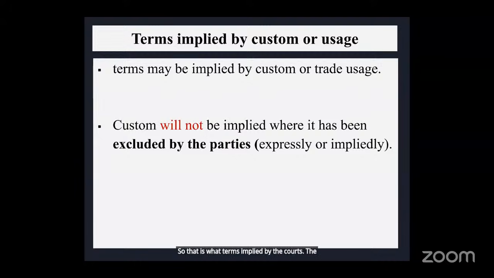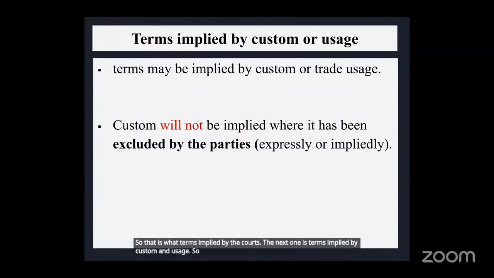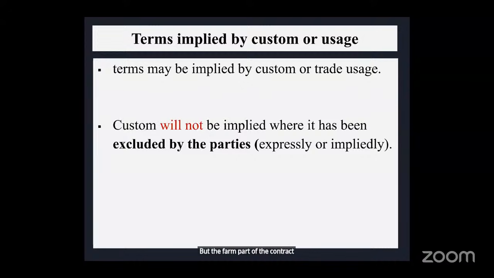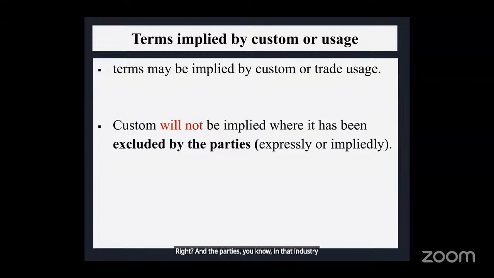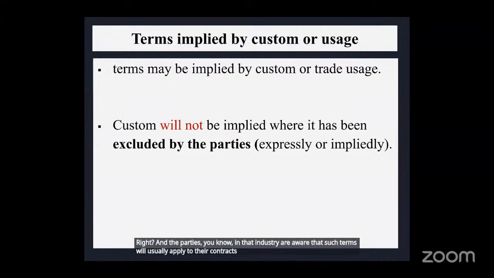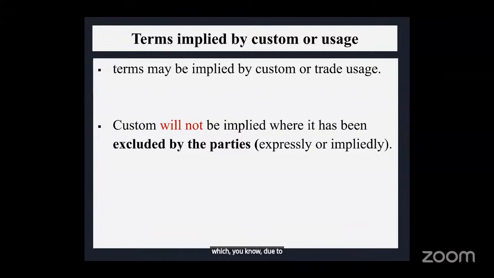The next one is terms implied by custom and usage. You would find that there are times when there are certain terms which the parties did not expressly agree upon, but they form part of the contract because that particular term is recognized, is notorious, and is not repugnant to natural justice, right? And the parties in that industry are aware that such terms will usually apply to their contracts. For instance, with shipping contracts, there are terms which, due to the industry's trade usage, automatically form part of the contract.